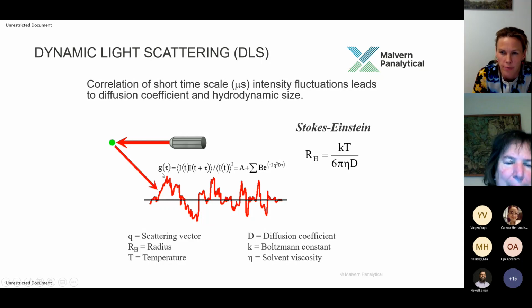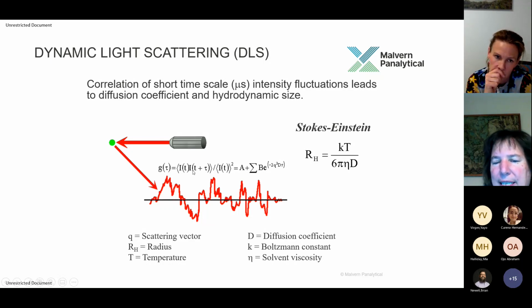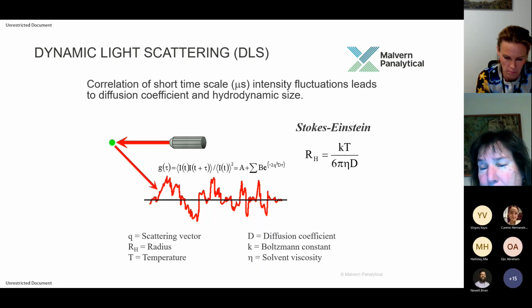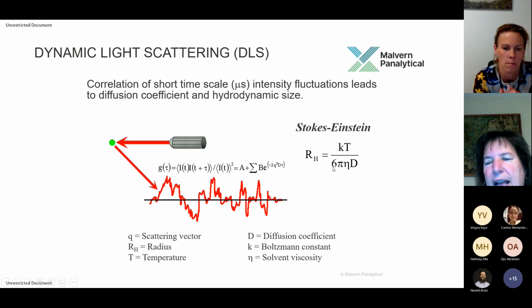The correlation function is usually represented as g of tau, and it's equal to the intensity at some time t times the intensity at some time t plus tau later, divided by I of t, and all of this is averaged and squared. And that gives us a correlation function that is represented by an exponential decay. Within this function, what we solve this equation for is D, the diffusion rate of the particles. And then we take that diffusion rate and plug it into the Stokes-Einstein equation.